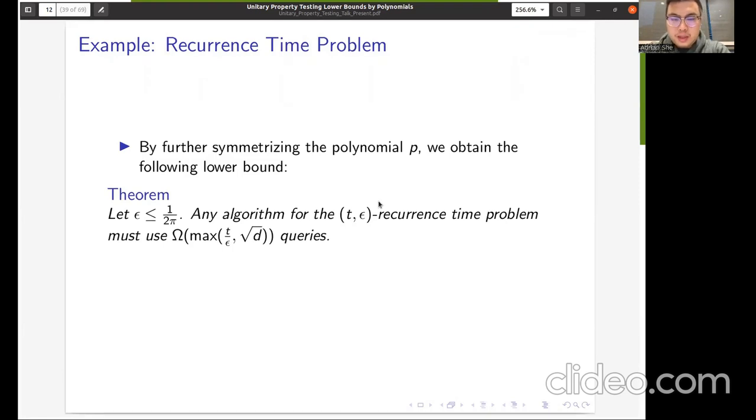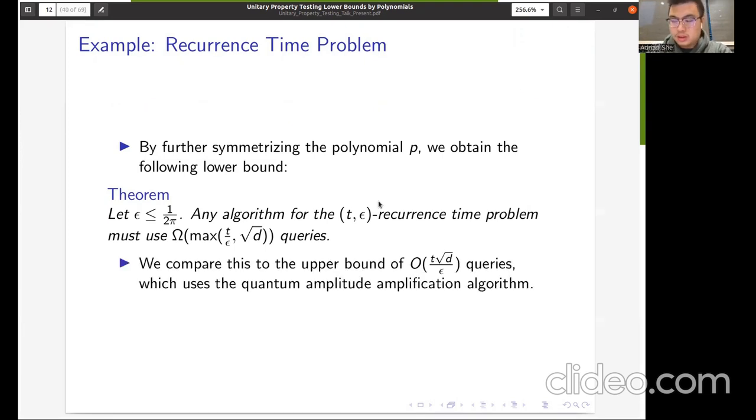By further reducing this polynomial to a two-variable polynomial, we're able to obtain the following lower bound for the recurrence time problem: any algorithm must use at least t over epsilon queries or square root of d queries. We compare this to the upper bound of t times root d, which uses the quantum amplitude amplification algorithm.